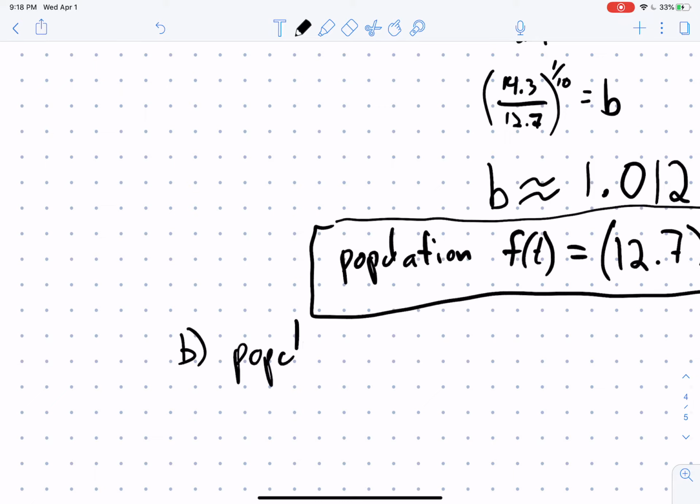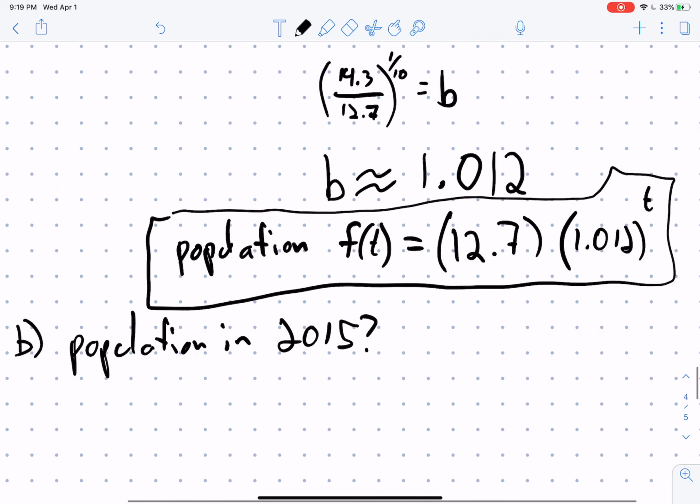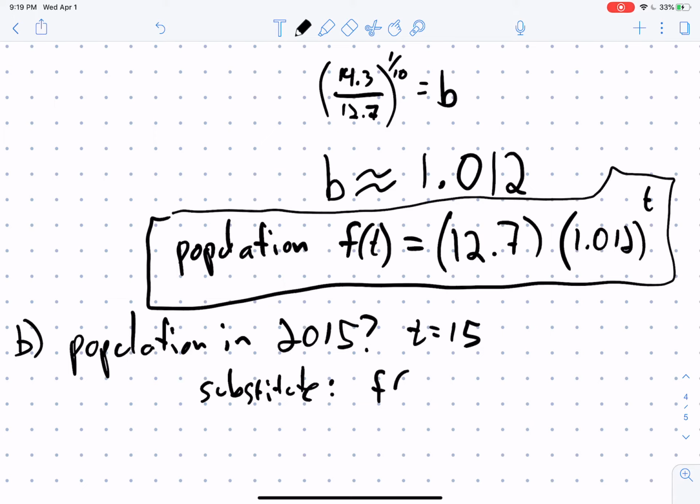What is the population in 2015? Well, in 2015, if we're going to use this formula, we need to plug something in for t, for time, and we just need to know the value of t that corresponds with 2015. And since t is the number of years where t equals 0 is 2000, then in 2015 we have that t is equal to 15. And so we just substitute f of 15. And what is it equal to? It's equal to 12.7 times 1.012 to the power 15.